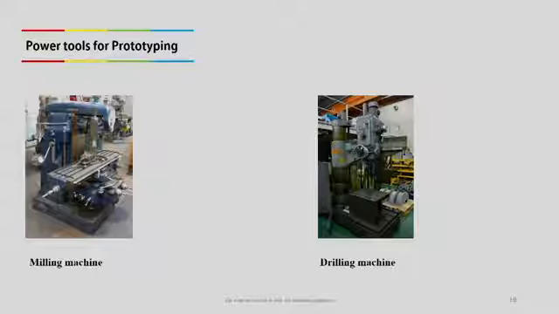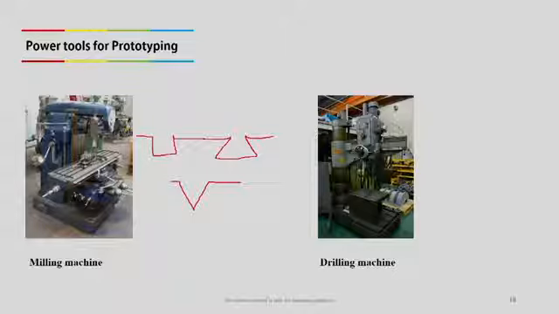There are other power tools also which are useful. One is milling machine and the other one is drilling machine. For any kind of slot making, we use milling machine. For example, this kind of slot or V groove, we use milling machine. To make any kind of hole, we use drilling machine.